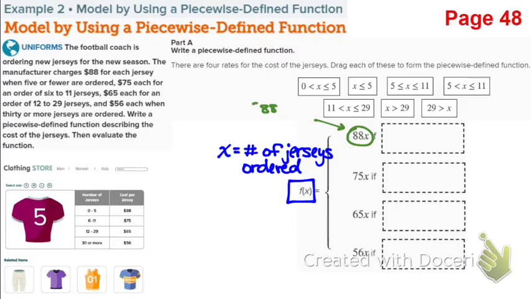Yeah. This is $88 for each jersey. And so if I multiply those together, it's going to tell me my total cost to buy that many jerseys, right? Depending on what I put in for x. When are we paying $88 per jersey? Even if I want 200 of them, is it still 88 bucks a piece? When do I pay $88 for each jersey?